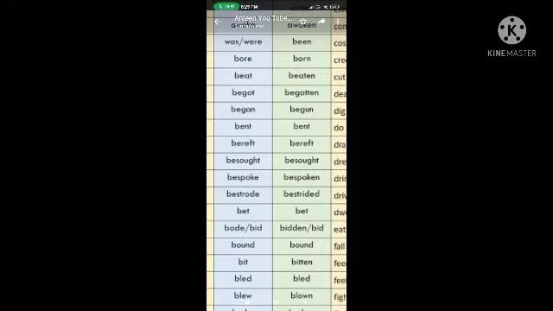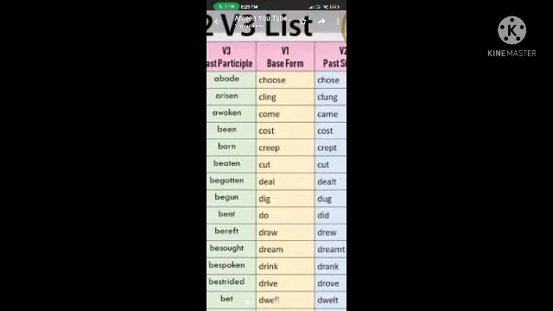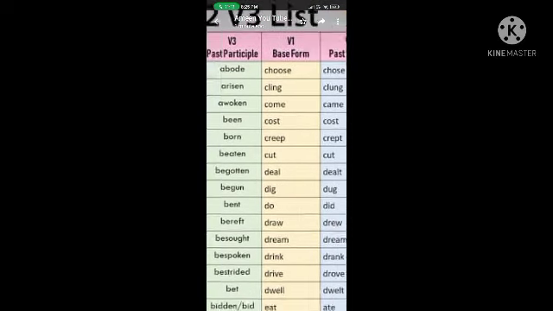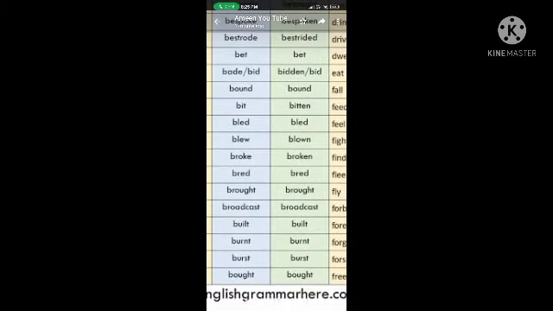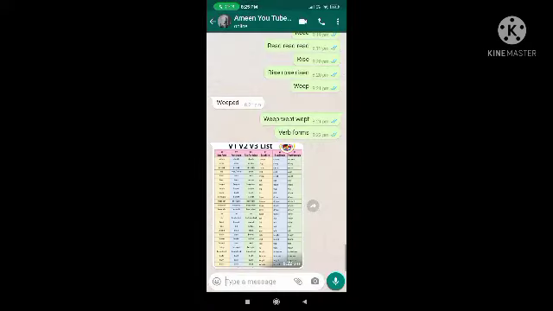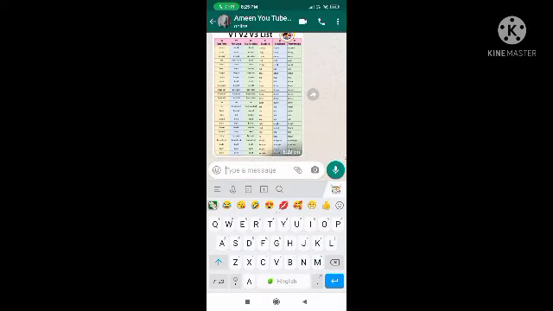Make a sentence with I as a subject and abide as a verb. How will you make it? I have abide. Here it is written abode. Now, I have arisen. I have awoken.